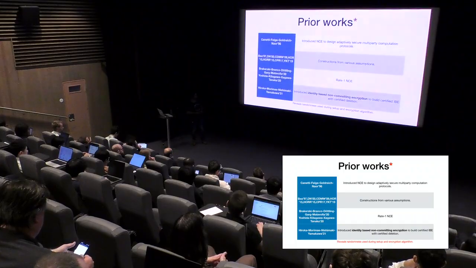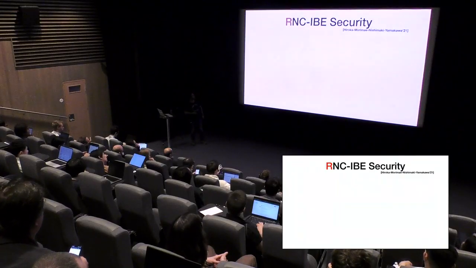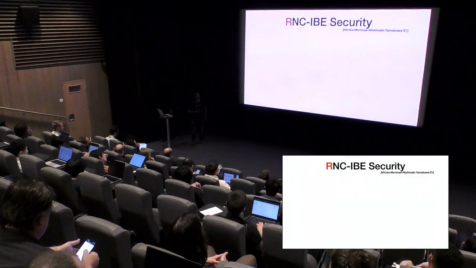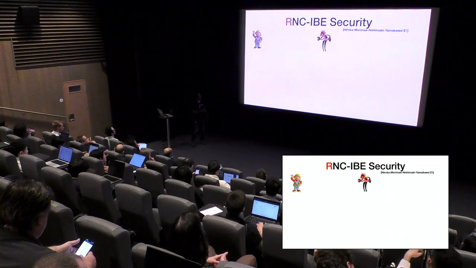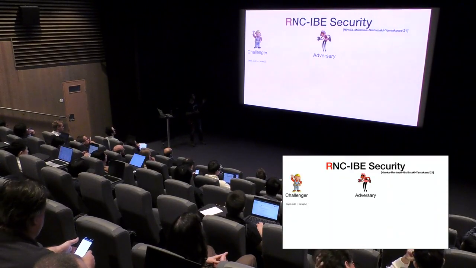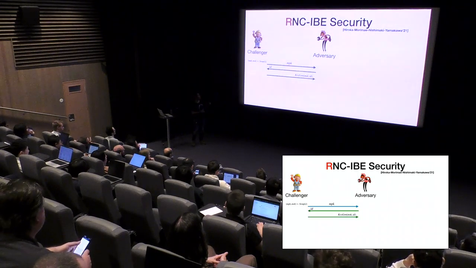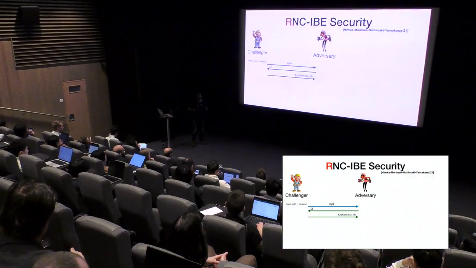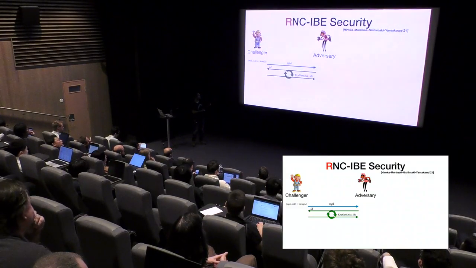So Hiroka et al. introduced non-committing identity-based encryption to build the certified deletion thing. So what is this security notion for non-committing IBE? In the real world, the challenger generates the master public key and master secret key, and sends the master public key to the adversary. Now the adversary should be able to get many secret keys of its choice. So it sends identities and gets back SK IDs.